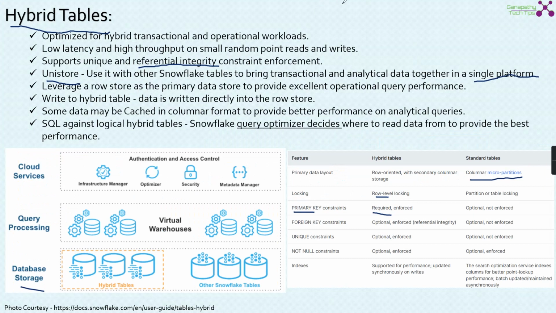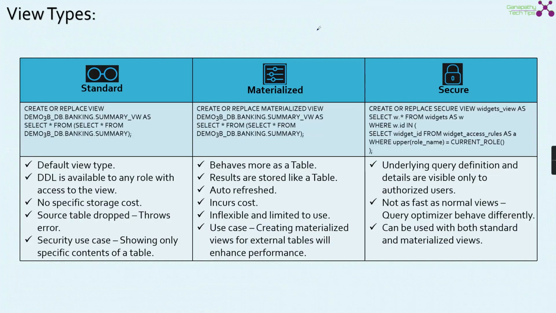Moving on, now we are going to discuss views. We completed all 6 different sets of tables so far. Now we are going to discuss the different set of views which are available within Snowflake. This is not that complicated as tables. We are going to have only 3 different view types here. Those are standard, materialized and secure.